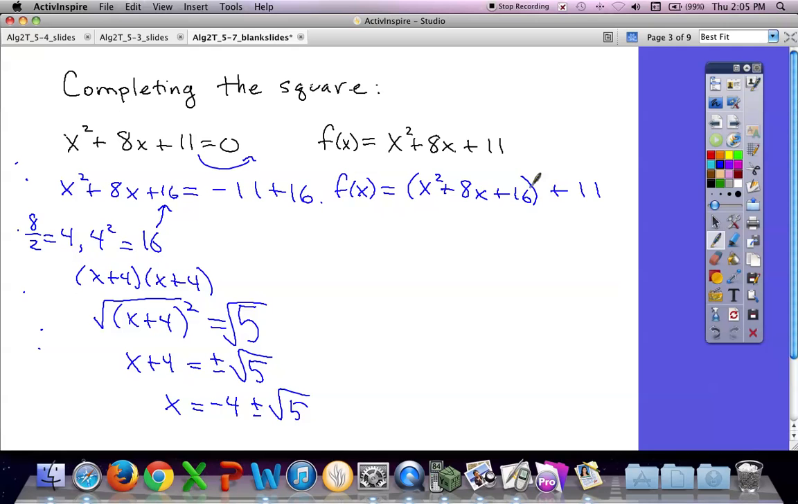But we don't want to add 16 to the other side. The other side is solved for f of x, and we need it to still say f of x equals. So instead of adding 16 to the other side, we subtract it from the same side. So over here, subtract 16. So you balance it out. You add 16 here, you take it away there, no change, right? They balance each other out.